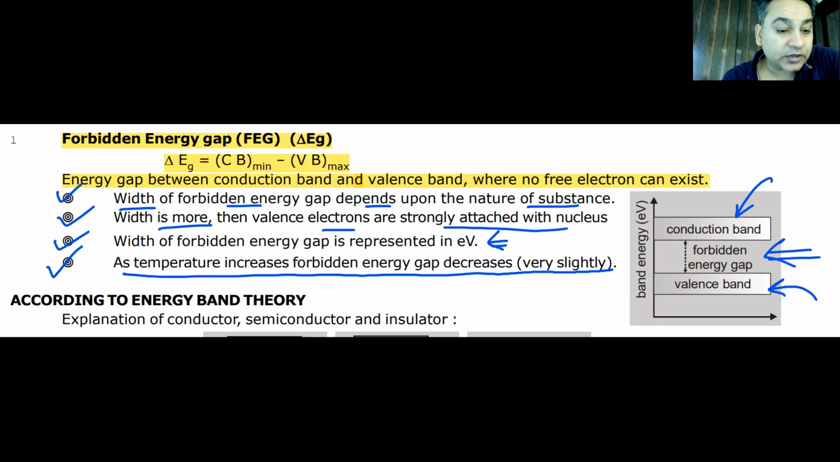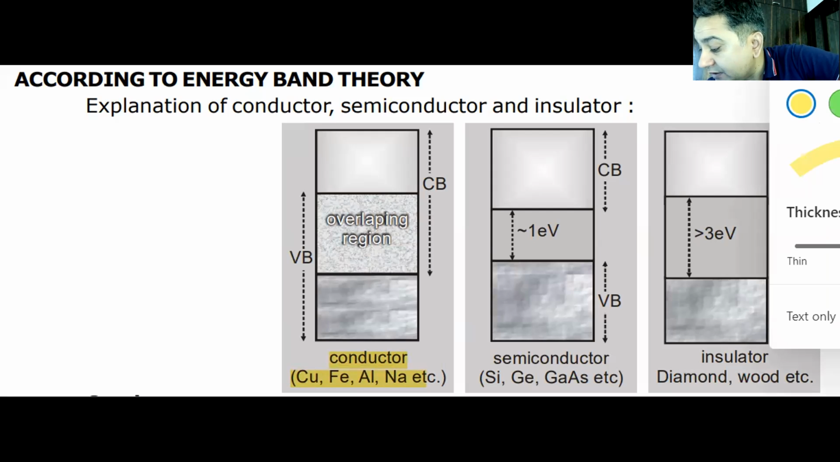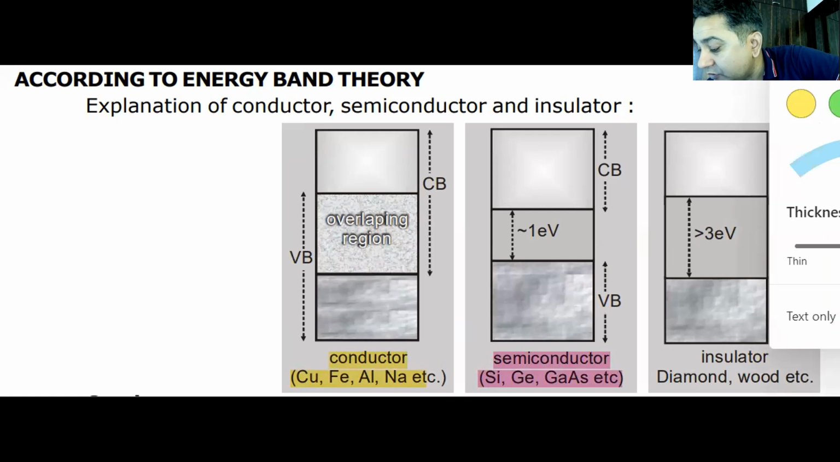Since we are talking about this energy gap, this diagram is going to show us how the valence and conduction bands are there in different types of substances. The first type is the conductor. The second type, which I will make in a different color, is the semiconductor, which is the topic for our class. And the third type, I'll make it blue color. That is the insulator.